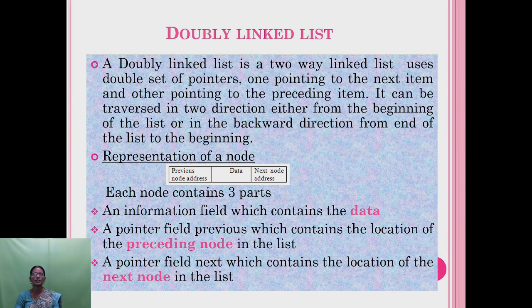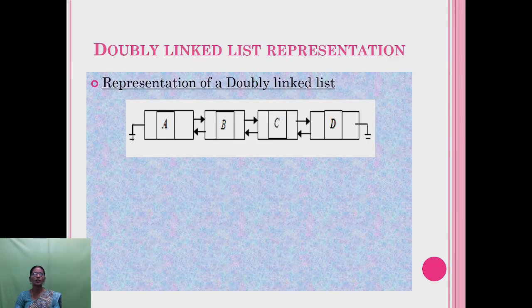It's a two-way linked list, that is, a forward direction and a reverse direction. In both directions the data can be traversed. It's your doubly linked list. This way we represent it: A, then B, then C and D, and then a null. Then again in reverse order, the backward direction: D to C, C to B and then B to A. This way we write it.